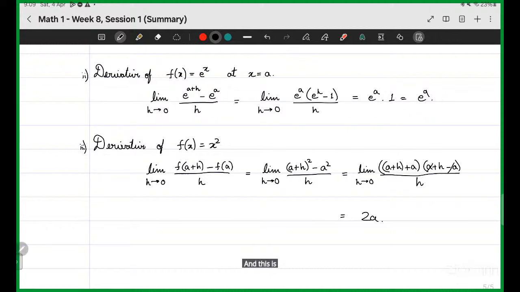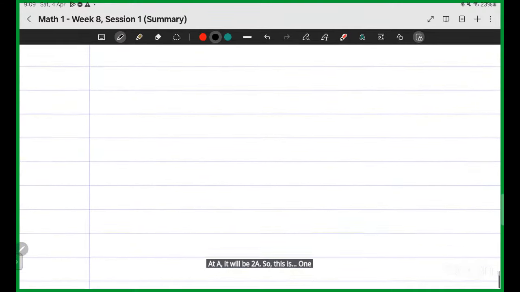And this is something you know, right? Is there any doubt? No, sir. You know that the derivative of x square is 2x. At a, it will be 2a. So this is one way to derive it.